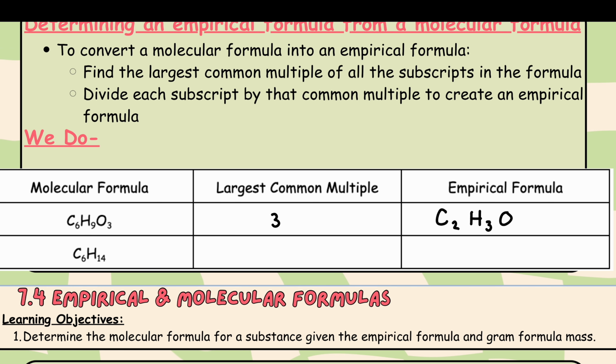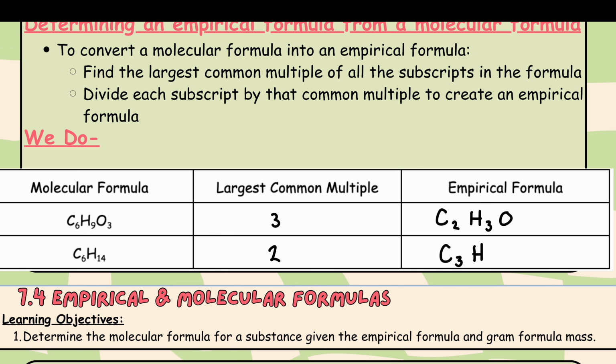Okay, so now if we have C6H14, okay, so what's the largest common multiple that would go into there? Well, the largest common multiple is going to be a 2. Okay, so a 2 can go into 6, a 2 can go into, or can be divided by 14 as well. So if we want to rewrite this simplified empirical formula, we take the subscript of the carbon, which is a 6, divided by our largest common multiple. So 6 divided by 2 gives us C3.